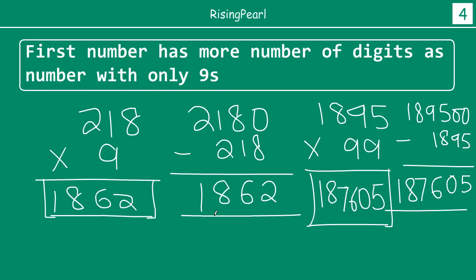So friends, I hope that you have seen the scenario where the first number, a random number, has more digits than the number with only 9s, and how we do multiplication in this scenario.